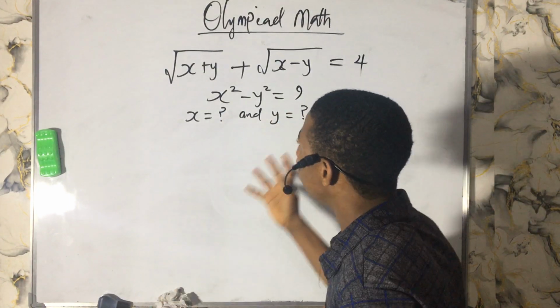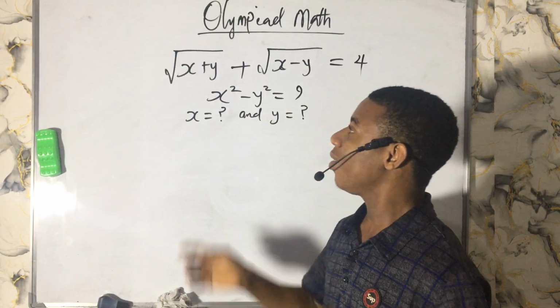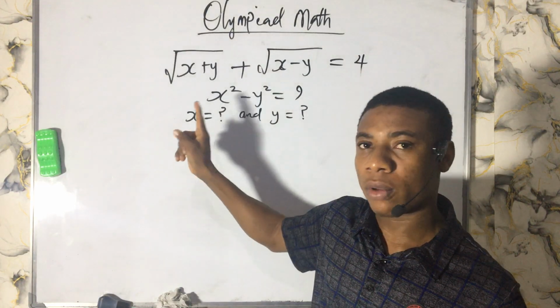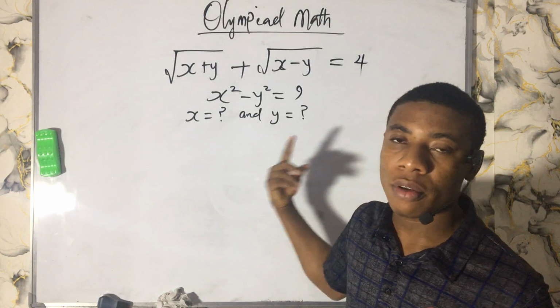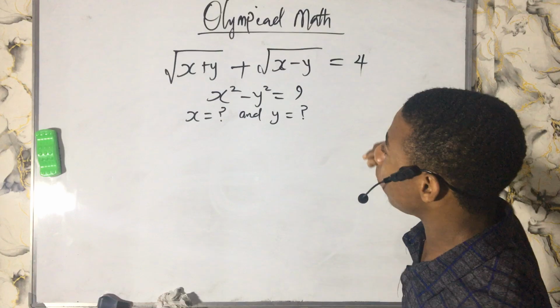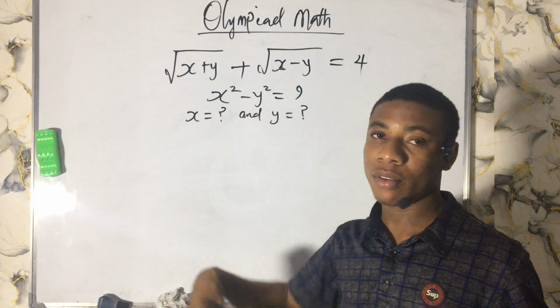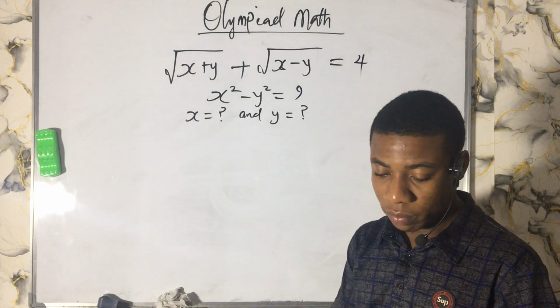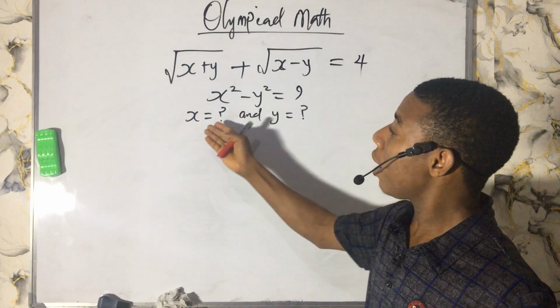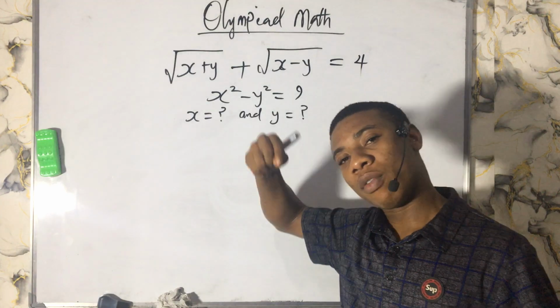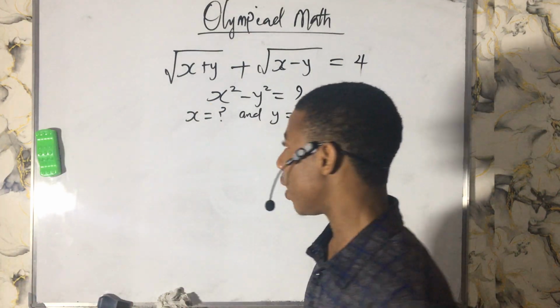All right, so we have a very beautiful question here. Good morning, guys. The question implies that the square root of x plus y plus the square root of x minus y equals 4. We are asked to find x squared minus y squared. You can see this difference of squares is equal to 9. So from here we have to find the value of x and the value of y. Let's solve it together.